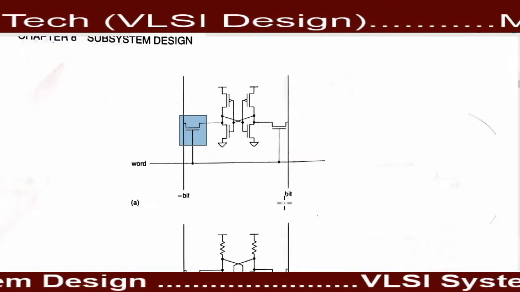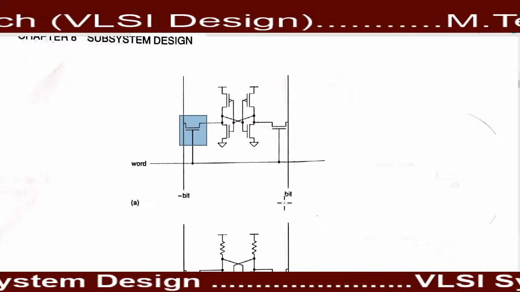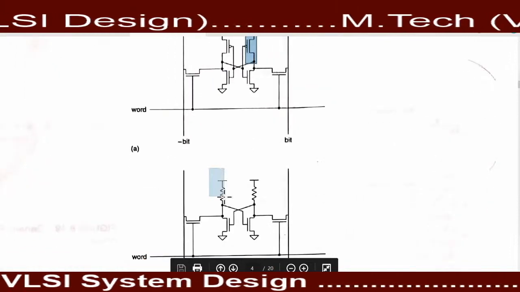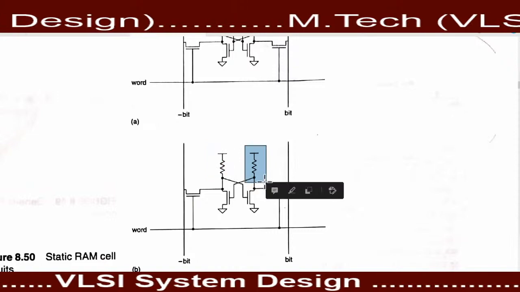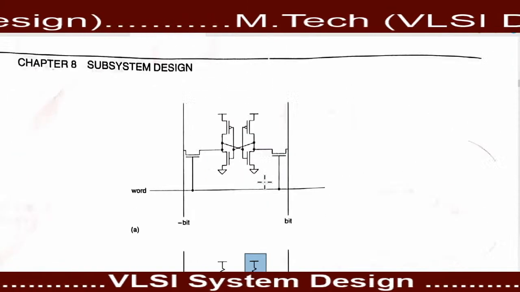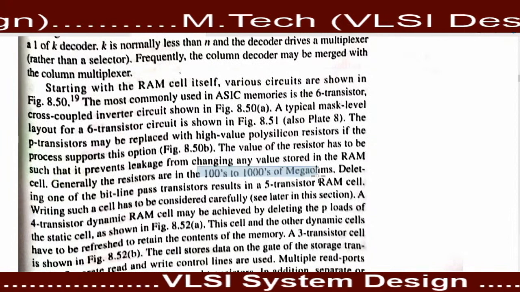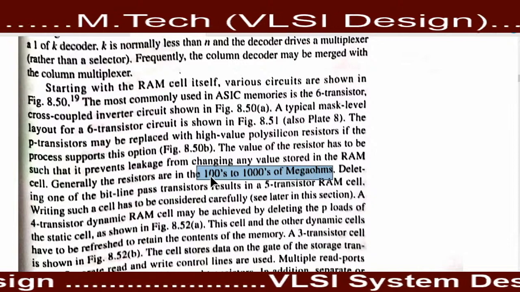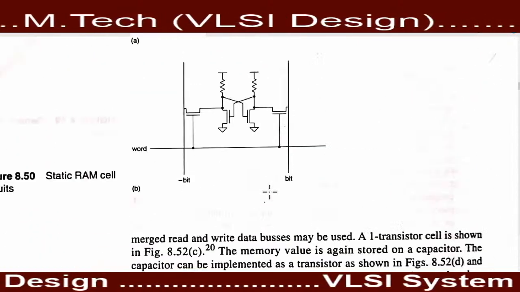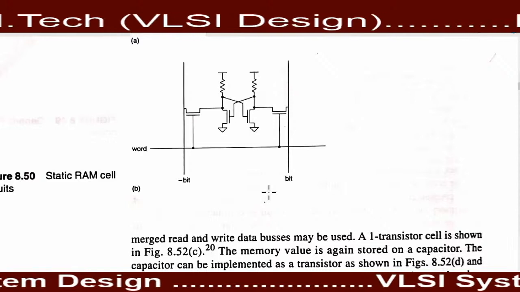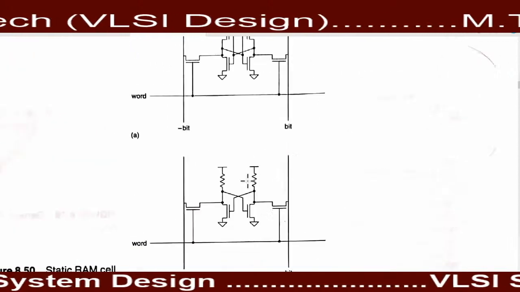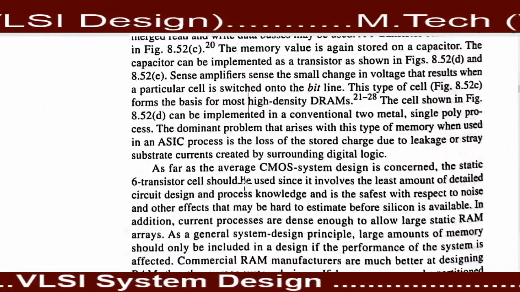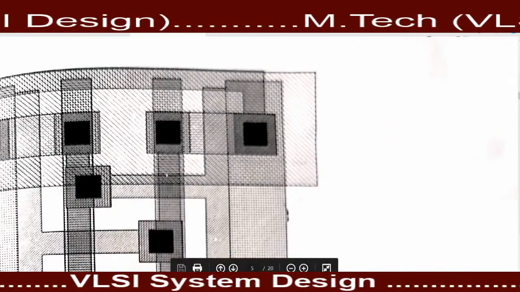Okay, so for reducing the power dissipation, we can eliminate this PMOS by using only two loads. The range of this resistor is mentioned in the theoretical portion here. The range of this resistor can vary from 100 Hz to 1000 megahertz. Okay, so this is the structure of a simple static RAM cell.